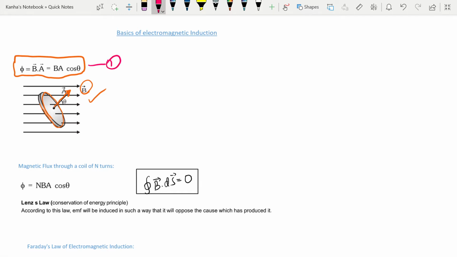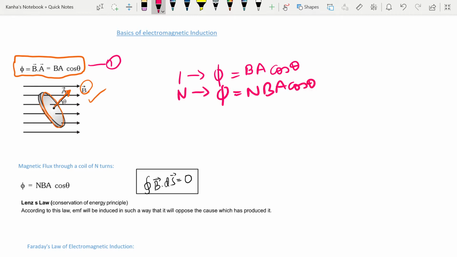We should also talk about something known as the flux linkage. If a coil has more than one turn, then the flux through the whole coil is the sum of the fluxes through the individual turns. So if I have a coil with one turn, then my flux will be nothing but BA cos theta, as shown. But if I have a coil with n number of turns, then my net flux is equal to n times BA cos theta. You should keep this in mind while doing any of the questions.